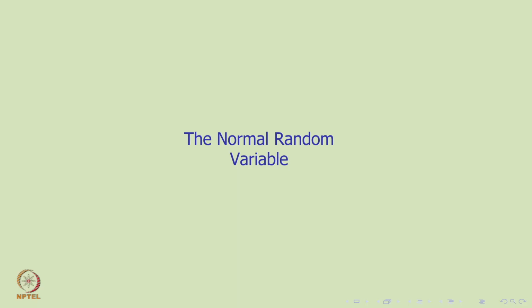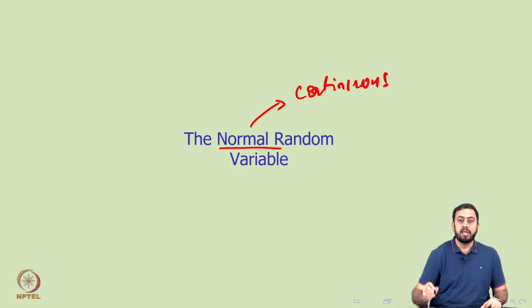Now before we begin with discussing something which is called a normal random variable, and by the way normal comes from a family which is continuous, so now we are shifting attention to continuous random variables from discrete random variables.